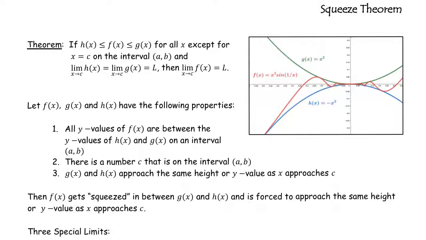So what will happen is g of x is creating an upper limit. H of x is creating a lower limit, and f of x is required to stay in between them. So if the green and blue functions are approaching the same value, then the one in between is forced to go between them as well.